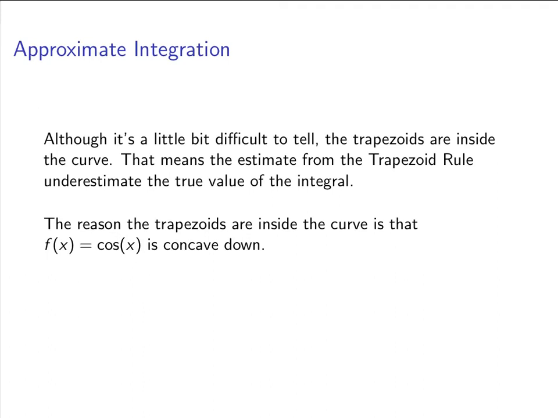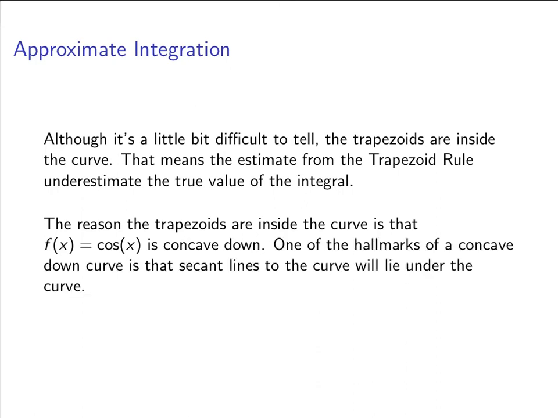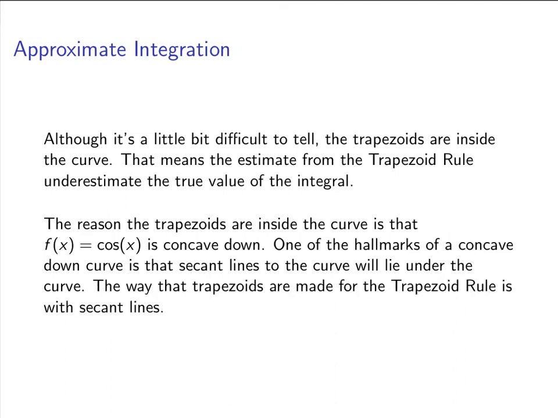Now, the reason that the trapezoids are inside the curve is that the function f of x equals cosine x is concave down. Remember that one of the hallmarks of a concave down curve is that secant lines to the curve will lie under the curve. And when we make trapezoids for the trapezoid rule, it's done with secant lines.